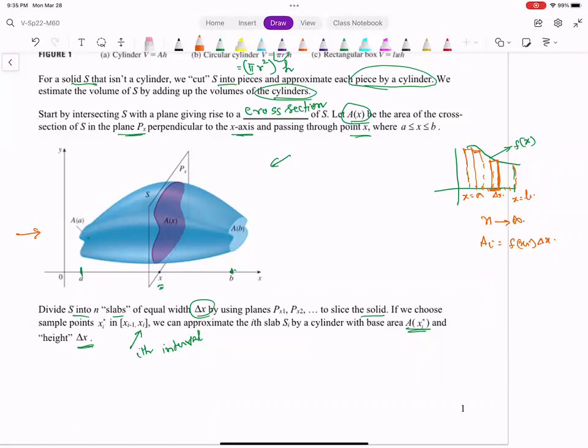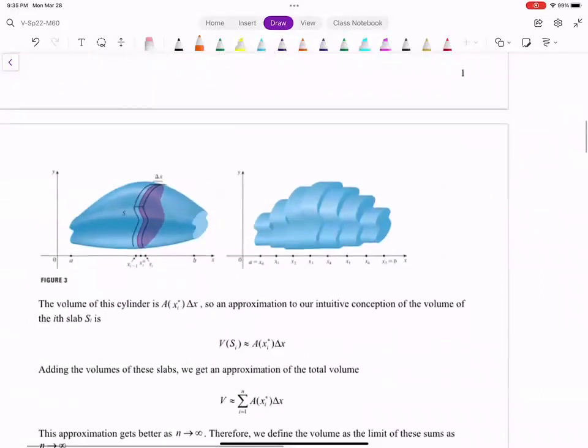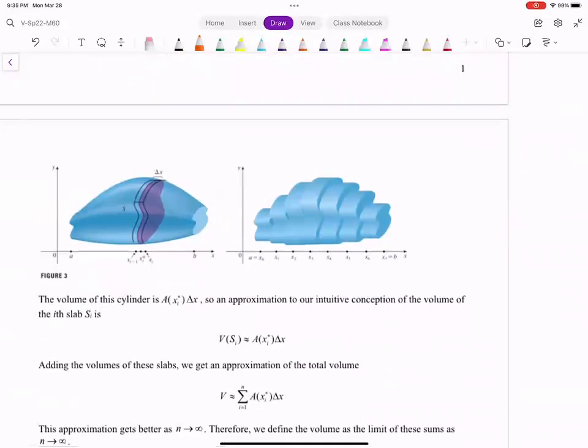So how do we get the cylinder? Each partition interval will give rise to a thickness delta x. In that, we will form a cylinder in each subinterval. That cylinder will have the base area A of x. So if it is placed at x, it will have the base area A of x and thickness delta x. So area times thickness will give us the volume. We are going to find this for each slab that we made here.